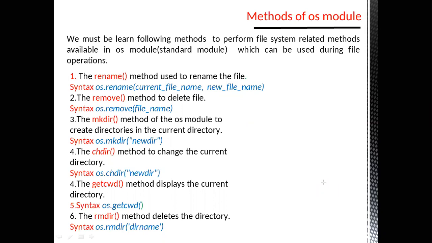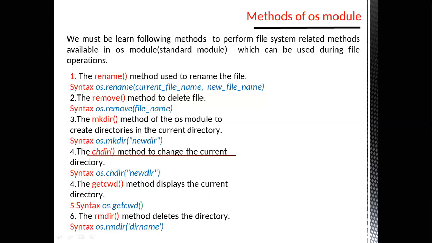The next one is chdir. It means change directory. This function or method is used to change the present working directory. For example, if we are in C drive, then we want to change the drive, we want to perform the operation and create some files in D, then we have to change the directory with the help of this function.